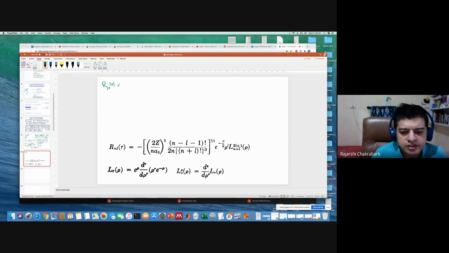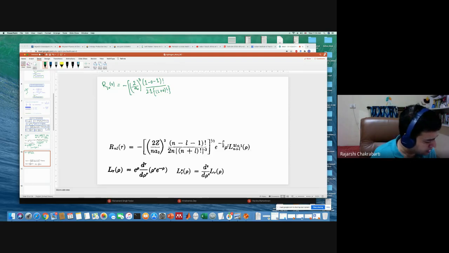I have to calculate this. What is this capital Z? You remember this capital Z is 1, because we are doing the hydrogen atom problem. So let us do it. This is going to be 2 by a0, whole to the power 3, whole cube root. Then this is 1 minus 0 minus 1 factorial divided by 2 into 1 plus 0 factorial.